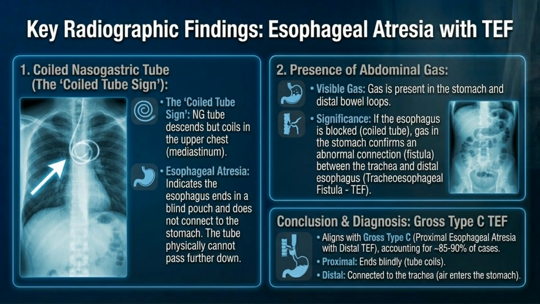These key radiographic findings suggest esophageal atresia with tracheoesophageal fistula, or TEF. The coiled nasogastric tube confirms the "tube sign," and the presence of abdominal gas confirms a gross type C TEF.